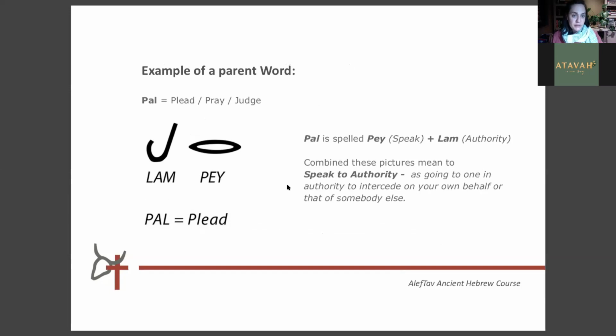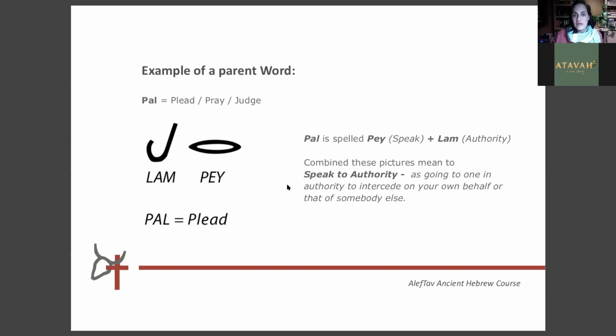Okay, so an example of a parent word that starts with the letter Pei. I chose the word Pal, which is spelled Pei Lamed, and it means to plead, but is often translated as the word to pray. It can also be translated as judge, and the reason for this is if you look at the pictures of the letters Pei and Lamed, it's the picture of the open mouth and the picture of the shepherd's staff, which means authority. So if you combine them, it means to speak to authority.